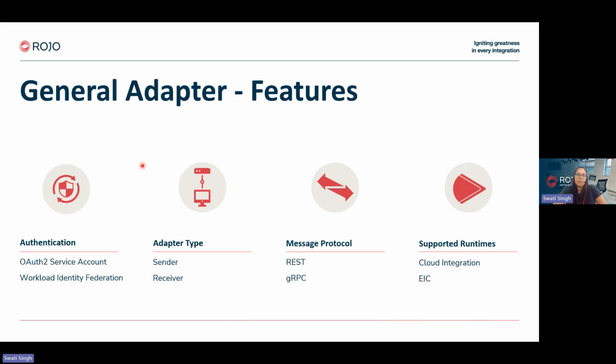In general, if I have to summarize it, then two types of protocols are used underlying these three adapters. We have the REST and we have the gRPC. The gRPC is specifically for the Google PubSub, where we create subscriptions to listen to the topics. Then we have supported runtime. So all of these adapters are supported in the cloud integration runtime, edge integration cell runtime as well.